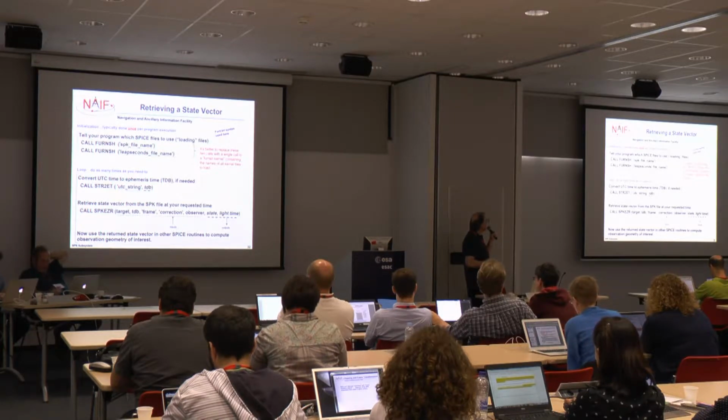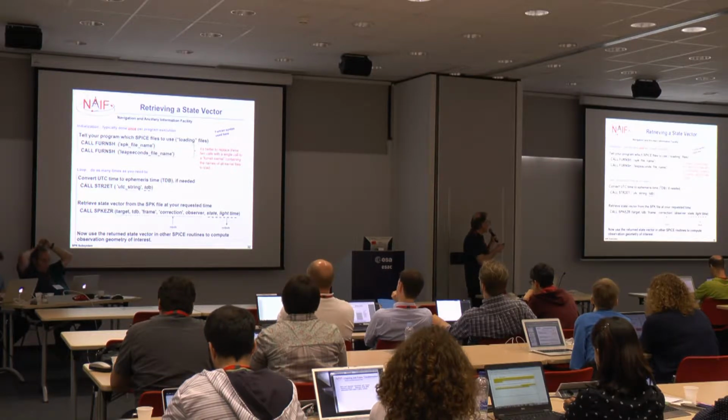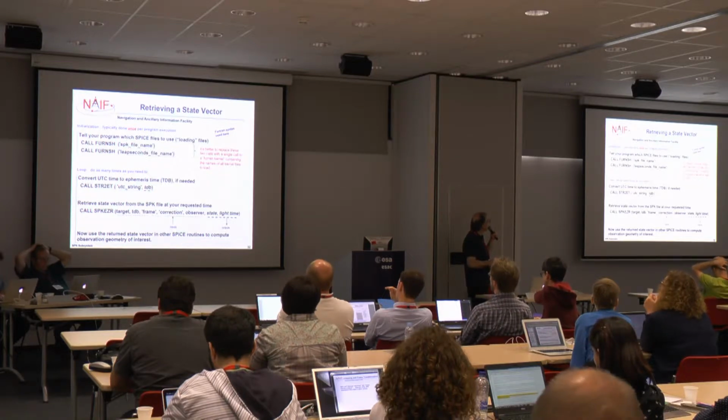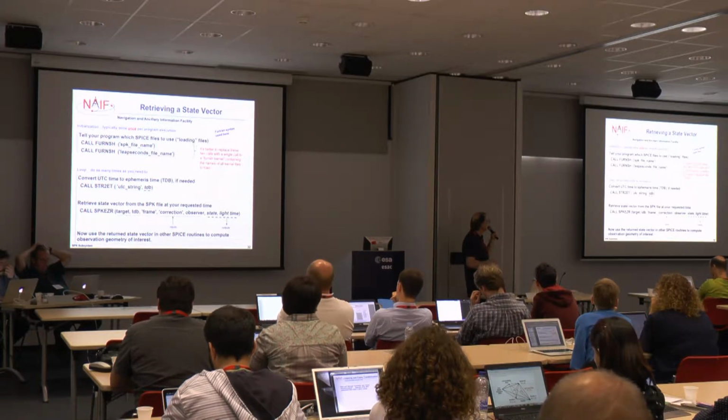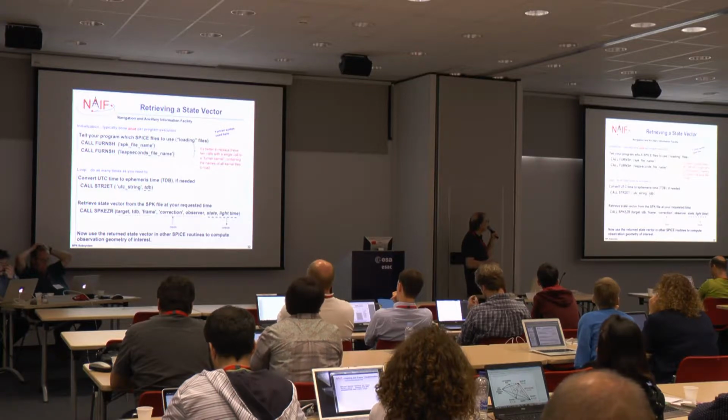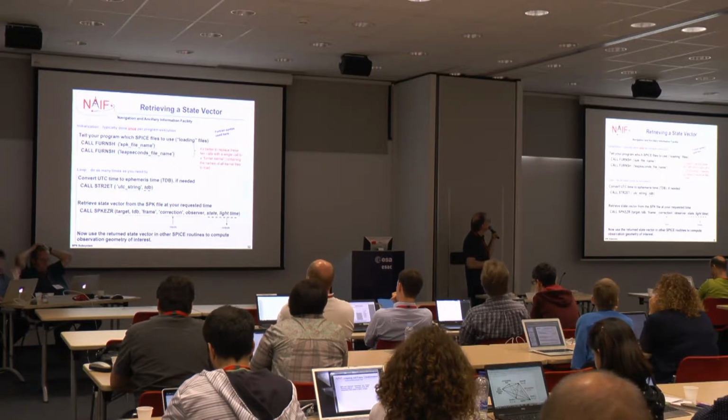So, how do we actually make these calls? Suppose we want to do a simple computation with one target and one observer. Well, the first thing that we do is load our files. Load an SPK file using the routine furnsh. We also use furnsh for loading the leap seconds kernel. SPICE will figure out what kind of kernel you're loading. And we're showing Fortran syntax here.